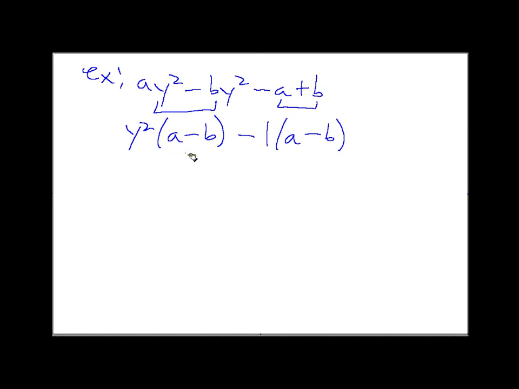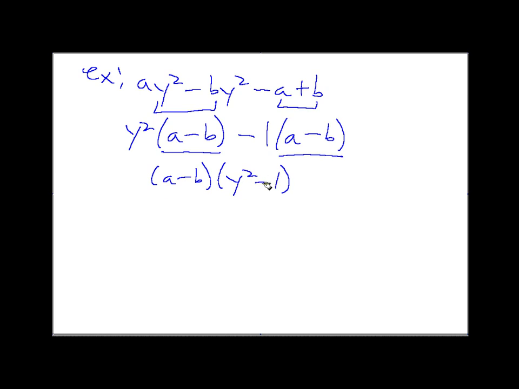All right. Now, what's in common? Well, look, a minus b in common here, right? Factor by grouping. So a minus b taken out. What's left? Y squared minus 1. All right. Can we see that? Now, let's go one step further because this y squared minus 1 is factorable.